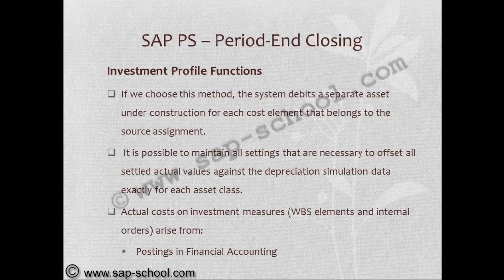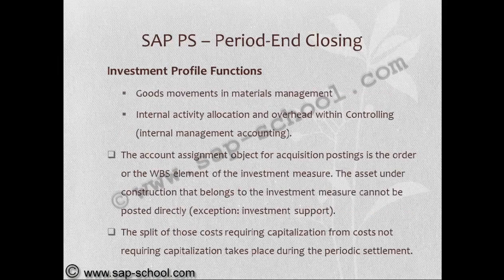Actual costs on investment measures arise from postings in financial accounting, goods movement in materials management, internal activity allocation, and overhead within controlling. The account assignment object for acquisition postings is the order or the WBS element of the investment measure. The asset under construction that belongs to the investment measure cannot be posted directly.